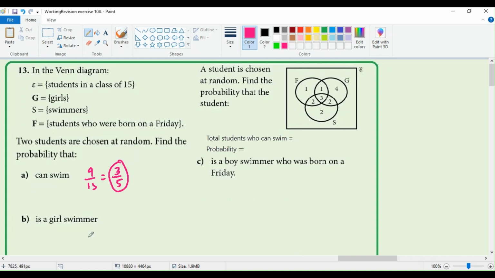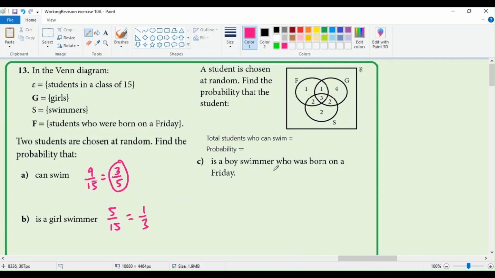Now comes part B. A girl who can swim is a girl swimmer. That means we are going to select from this region only a girl who is a swimmer. This girl is a swimmer and this girl is also a swimmer. So 3 plus 2 is going to be 5. That means 5 over 15 is going to be the answer for this part. Or we can say it is 1 over 3. That is the answer for this part of the question.